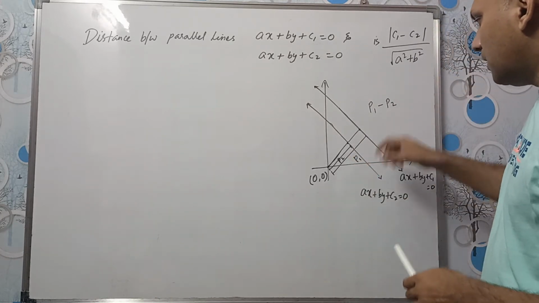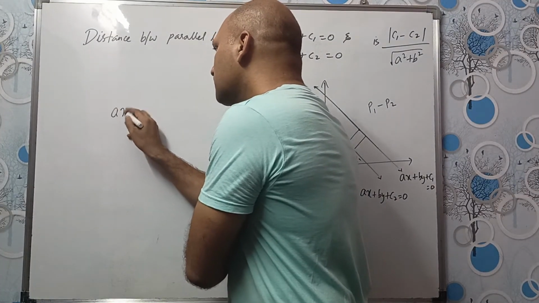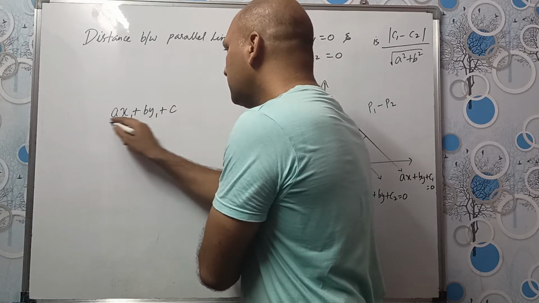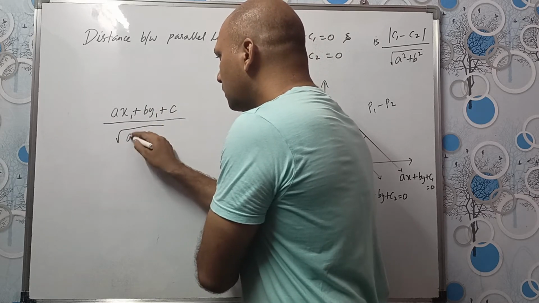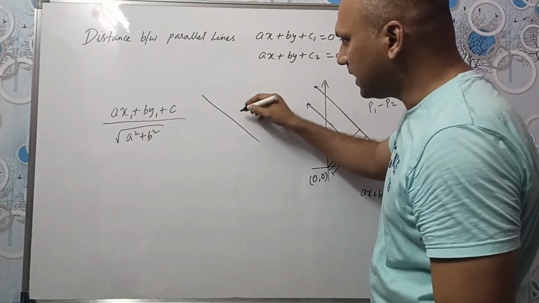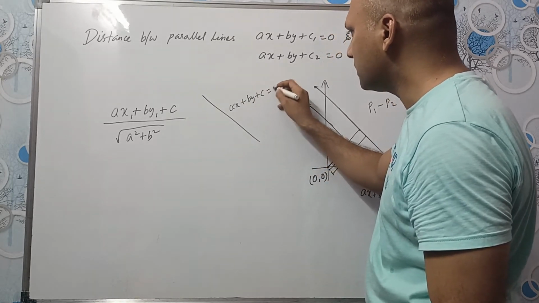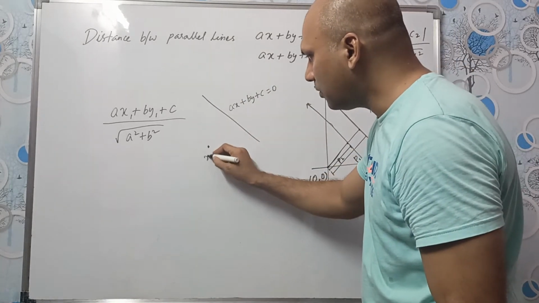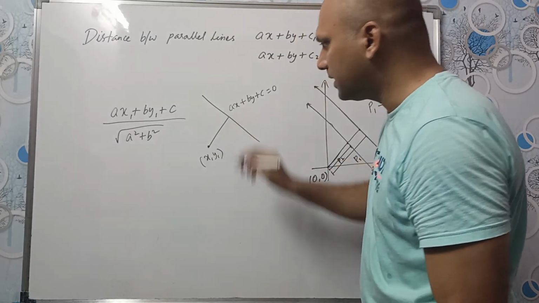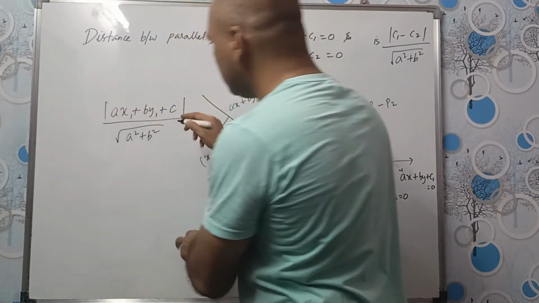Alright, let us find P1 first. We just now saw the formula |ax1 + by1 + c| divided by root of a square plus b square. If we have a straight line ax plus by plus c is equal to 0, and a point (x1, y1), the distance between this point and the straight line, that is the perpendicular distance, will be given by this formula, right?